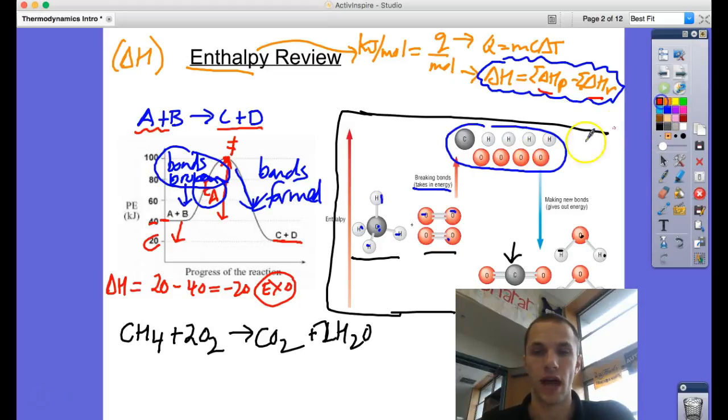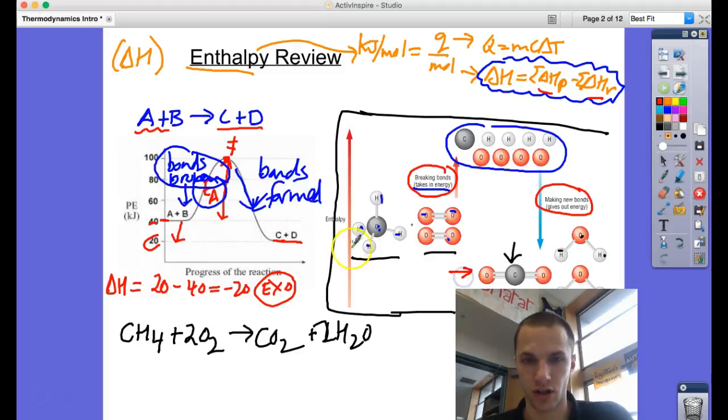In order to determine if a reaction is endo or exothermic, we need to compare the energy needed that's added to break the bonds and the energy that's released when we make new bonds. And if the energy released is more than the energy required, that makes the reaction exothermic. So as we can see in this diagram here, since the products are kind of lower down than the reactants, it shows that this enthalpy is negative.